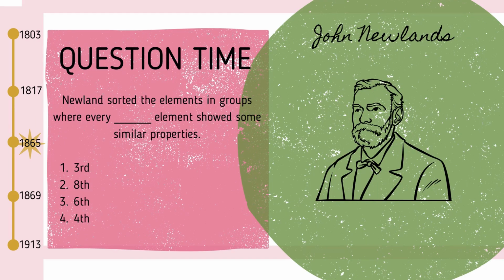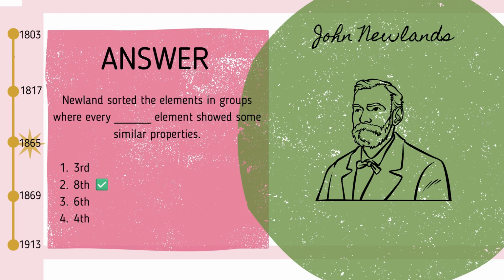Question time. Newlands sorted the elements in groups where every dash element showed some similar properties. Pause the video, think of an answer, and then check. If your answer is 8, then you are correct. He gave the rule of octaves.